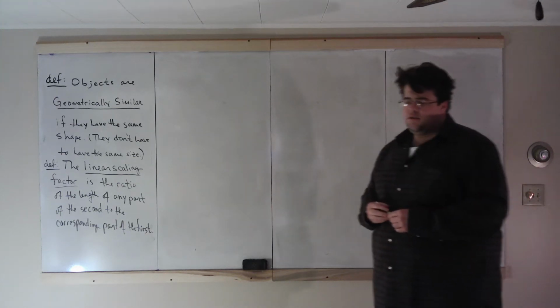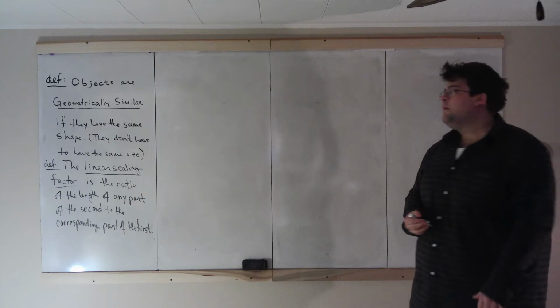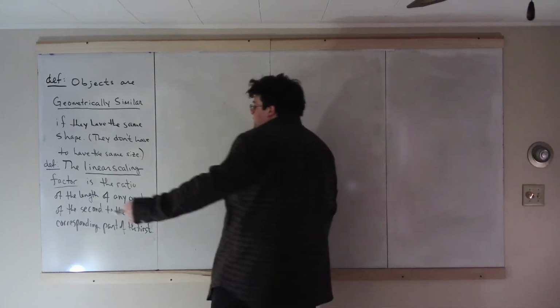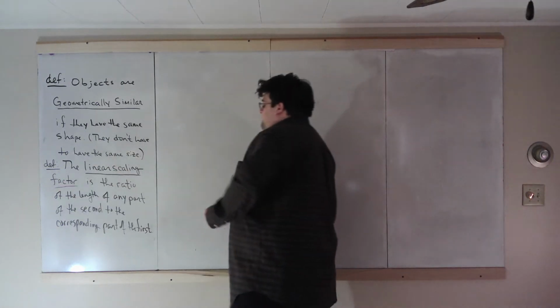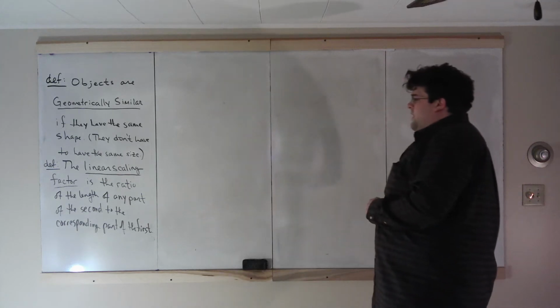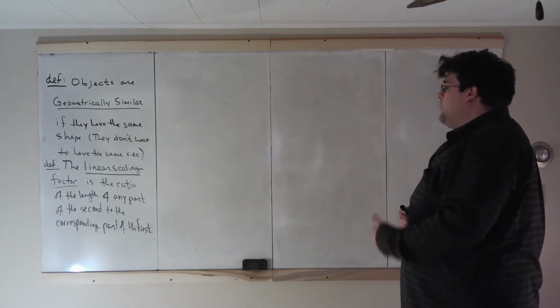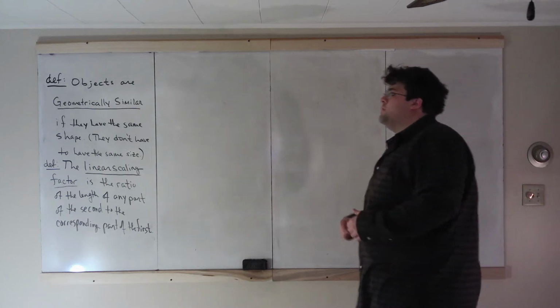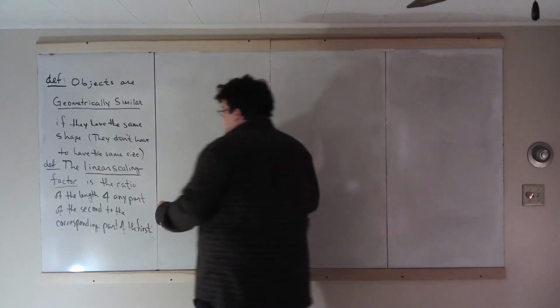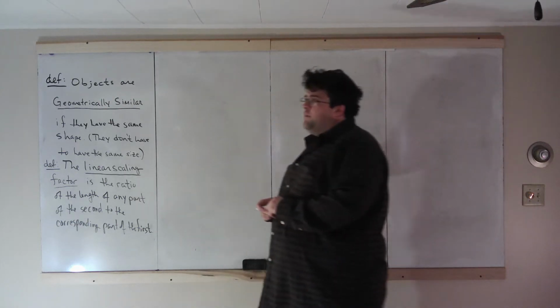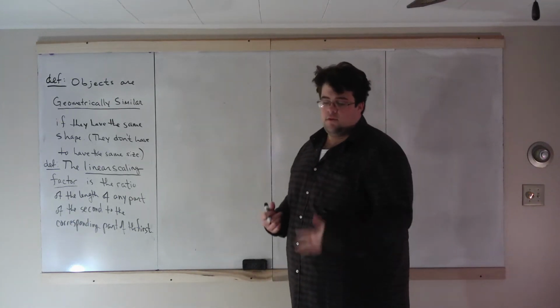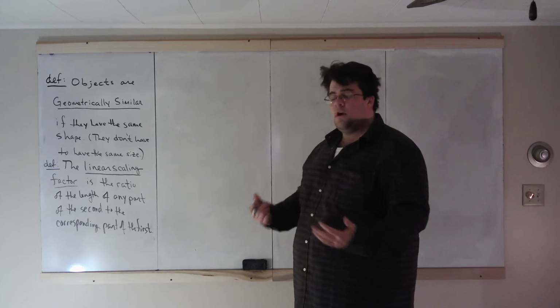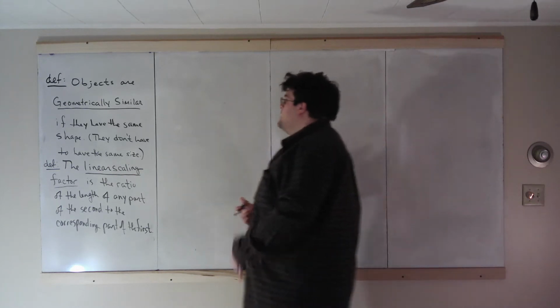Now, how could we tell, just given 2 objects, if they have the same shape? Well, we're going to look for the linear scaling factor. The linear scaling factor is the ratio of the length of any part of the second object to the corresponding part of the first. And it says any part. For certain shapes, you could have several parts to consider. Here we're going to talk about rectangles and squares.